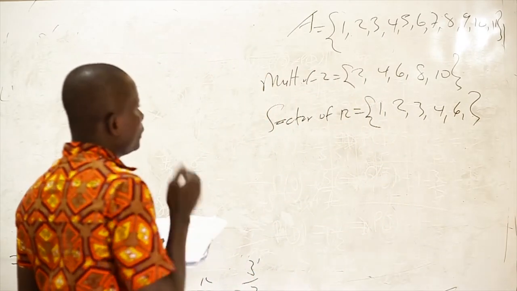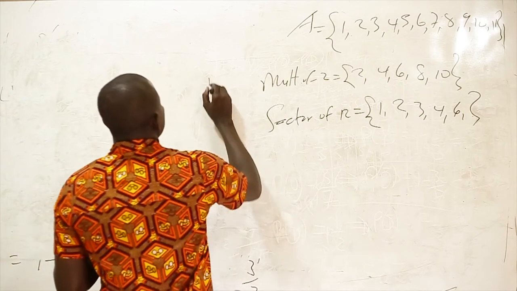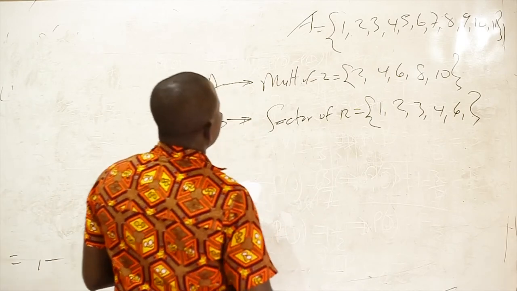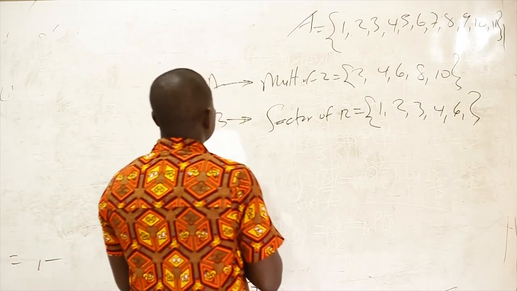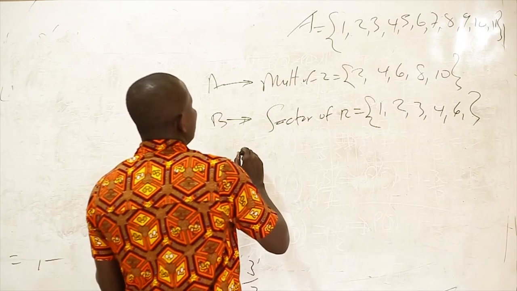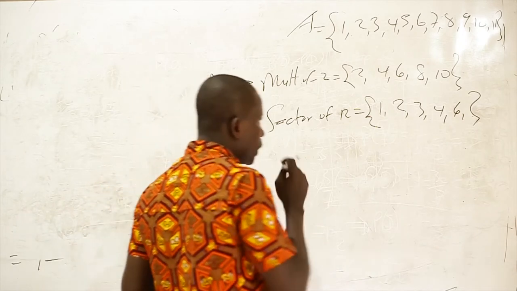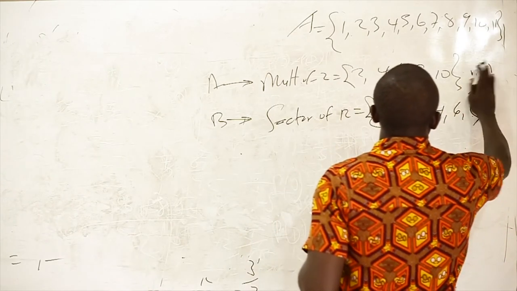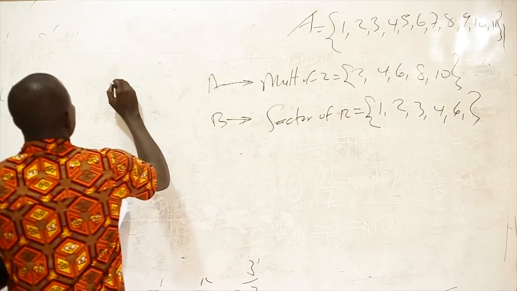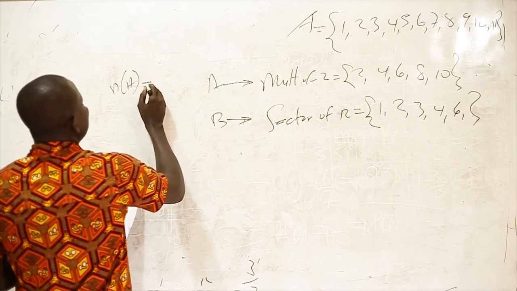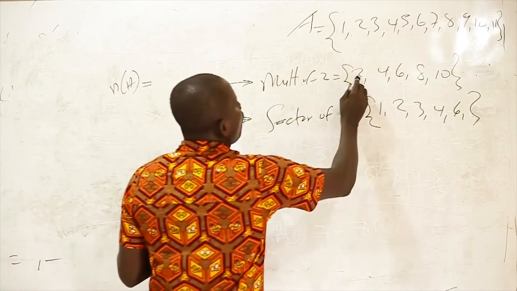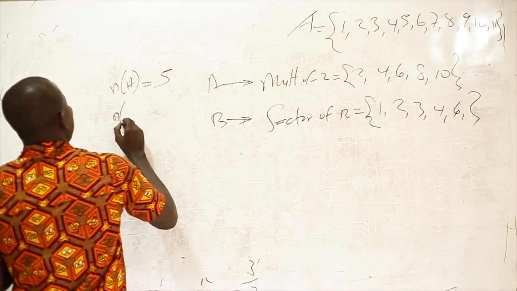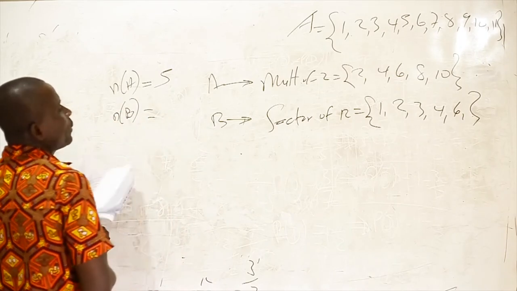Now, if I call this A, and I call this whole thing B, then we say that, so here, watch here. So in this case, N A, okay, let me bring it here. N, the number of elements in A is equal to what? 1, 2, 3, 4, 5. Then N B. I hope you are getting the point I'm making.